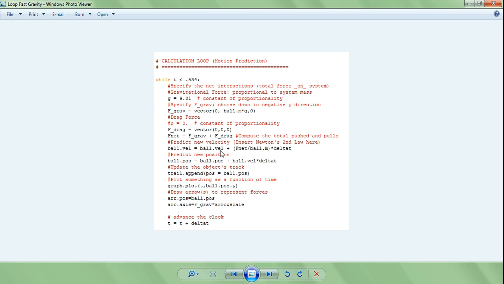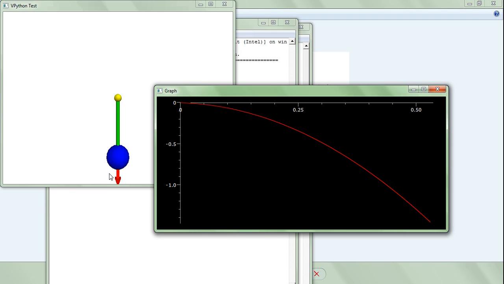And then I used Newton's second law to update the velocity of the ball, and then also updated the position by adding to the initial position the velocity times the change in time. When I ran the computer model, you can see that the ball was moving in the negative y direction, and the motion appeared parabolic due to the acceleration due to gravity.